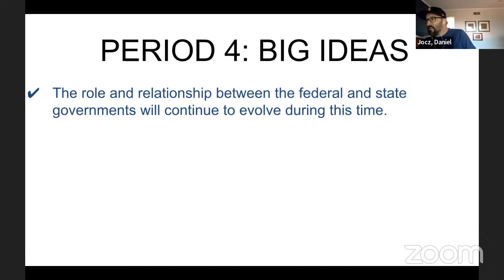And basically what that means is the federal government and state governments will continue to try to figure out who has the power to do this, who has the power to do that. And of course, political parties, which are represented by politicians, are going to disagree about the role of this government. Remember, they had just created it not too long ago in the 1780s.